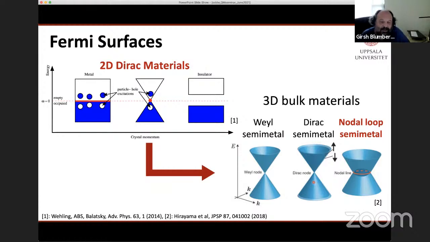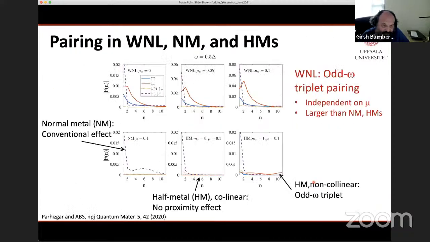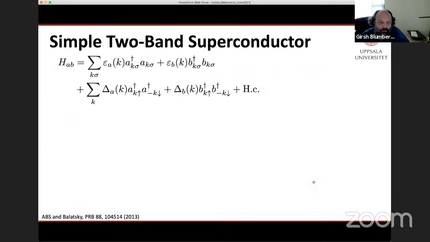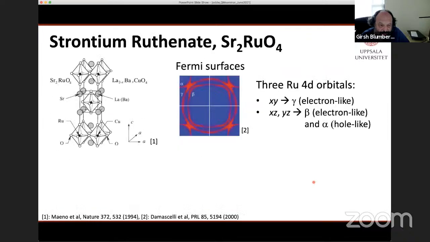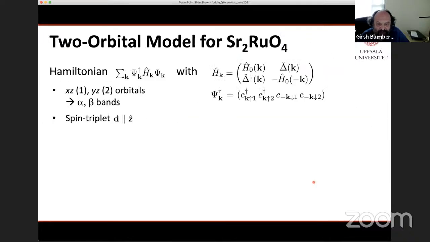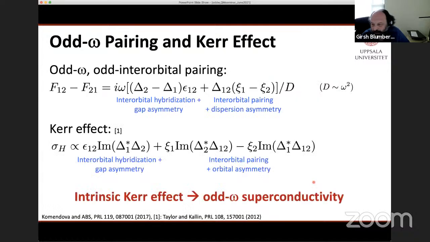Yeah, this is Gersh. First of all, thank you for a very interesting talk. I have a practical question in relation to strontium ruthenate, and it looks like you have some detailed backup on your claims and calculations. The spontaneous Kerr effect that you refer to was measured at 1.5 microns, so really very far.